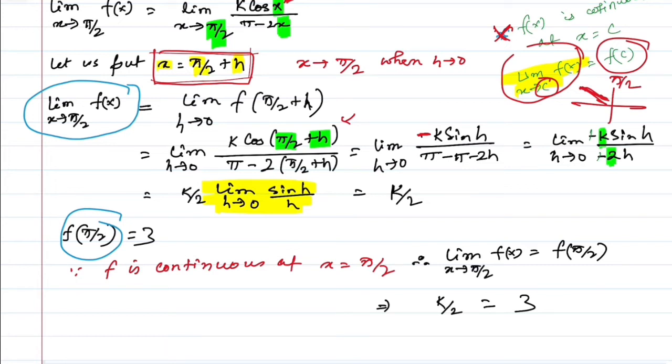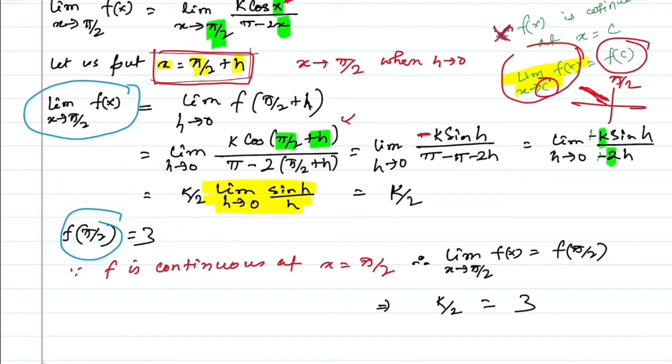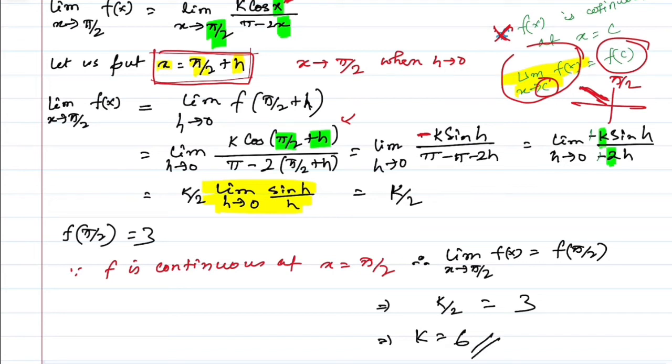So we have already got these two values, isn't it? This one is equal to k by 2 and this one is equal to 3. So using those values here, now we can evaluate k, isn't it? k is equal to 6. So this is our required answer.